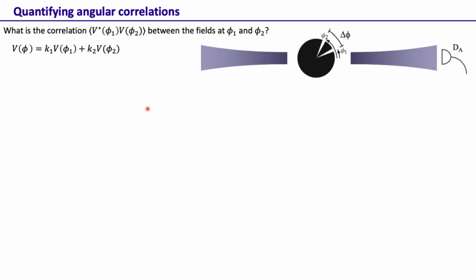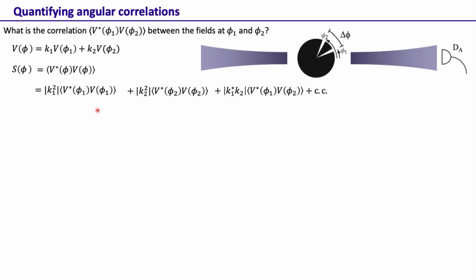Okay. So now back to quantifying angular correlation. So we have a field at this location collected at some angle phi, and that has contributions from fields at phi 1, phi 2, again with some geometric factors. Now let's calculate the intensity or spectral density at phi, and again we'll do it in a very similar manner. So V star phi V phi will have a contribution from the first slit, a contribution from the second slit, and then the cross term. So this is V star phi 1 V phi 1, V star phi 2 V phi 2, and then the cross term. So this one is essentially W phi 1, phi 1, W phi 2, phi 2, and then the cross term.